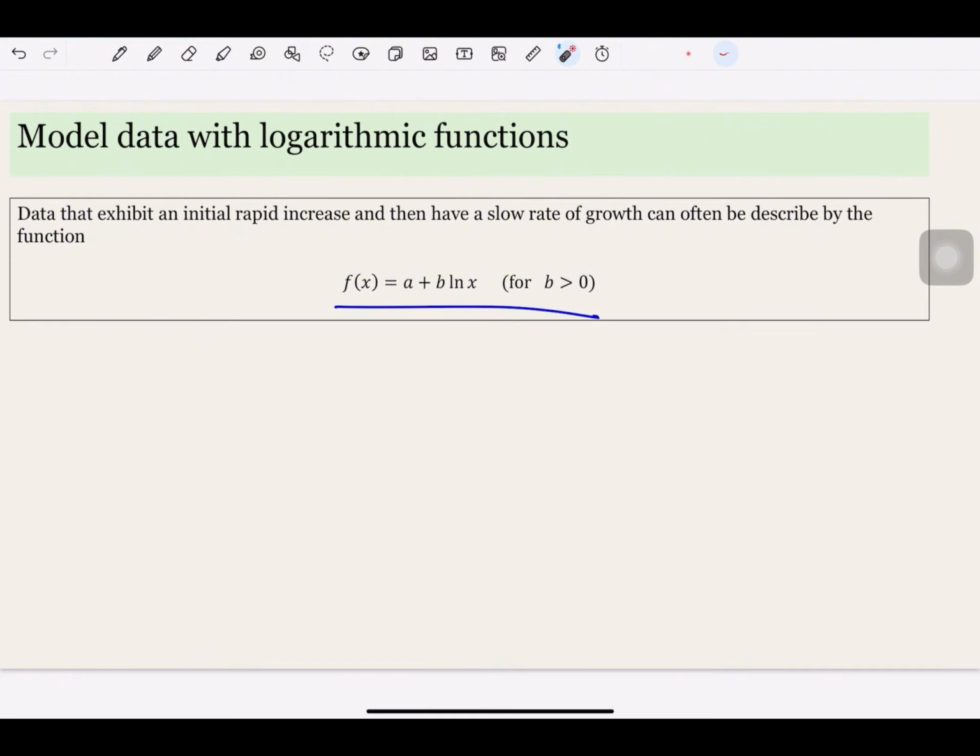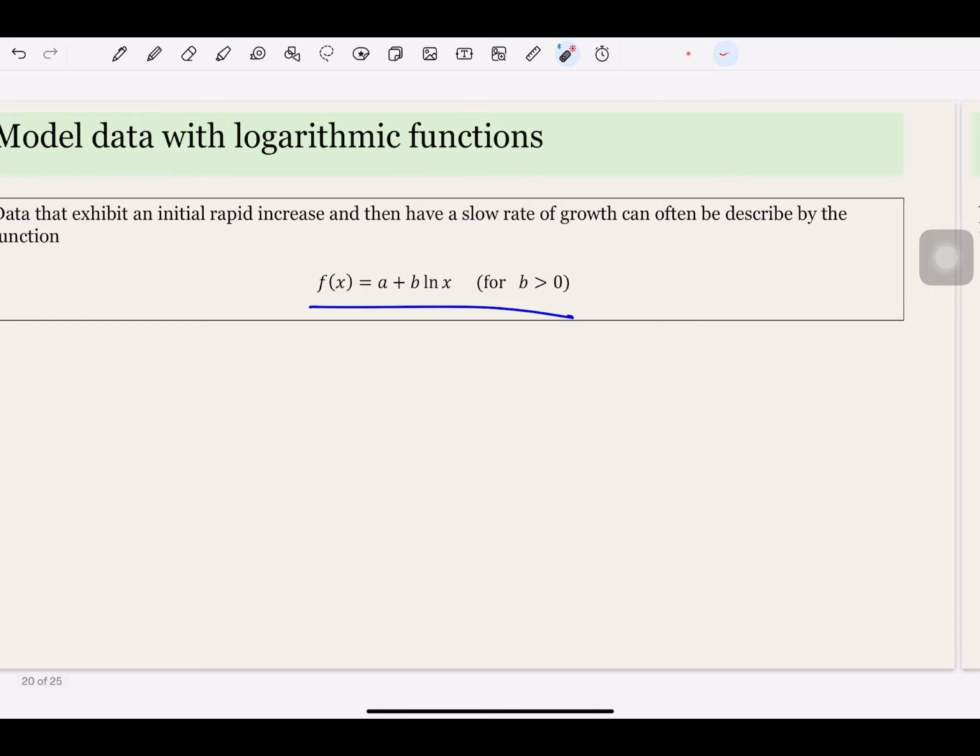When you're using a calculator or software to fit logarithmic models, you must make sure that all x values are positive. It's because the domain of logarithmic functions is always positive. So if your input includes zeros and negative numbers, you'll need to shift or transform the data before applying it to your model. Okay, so let's try an example with this model.